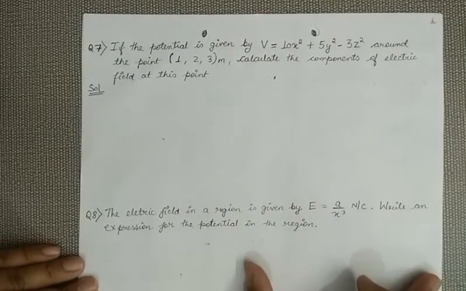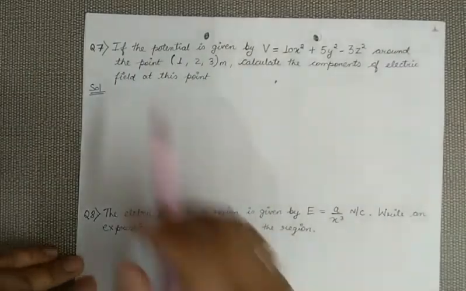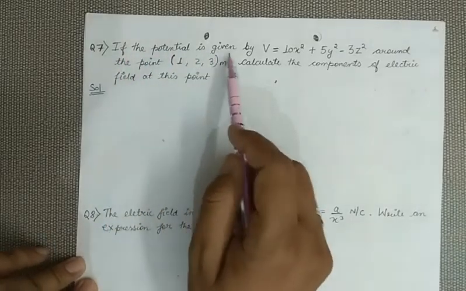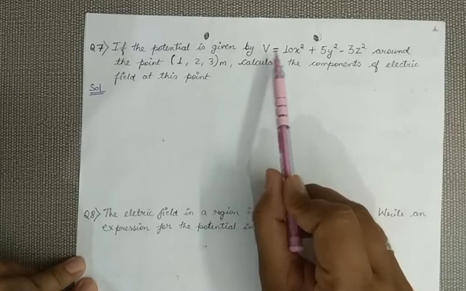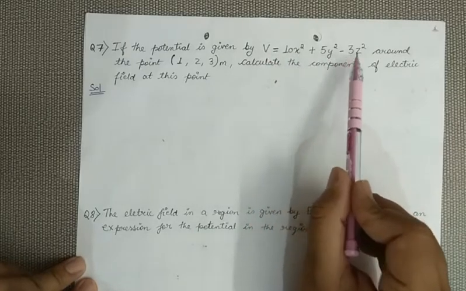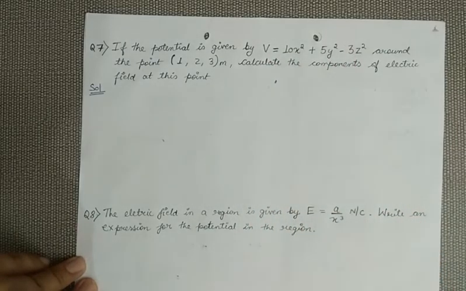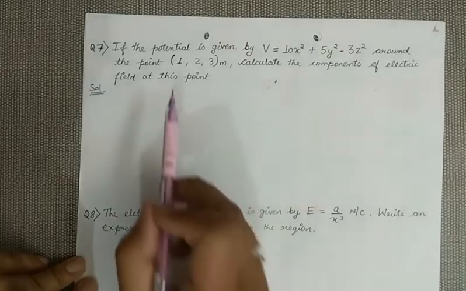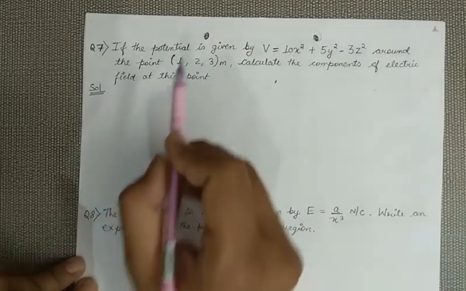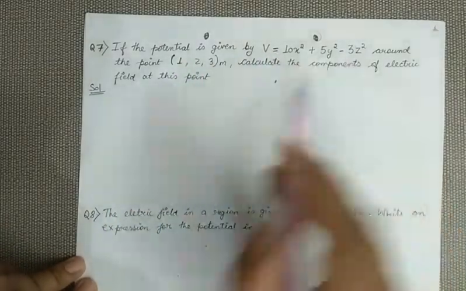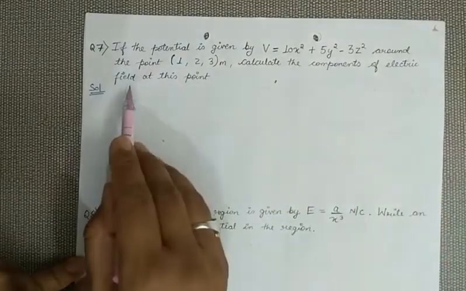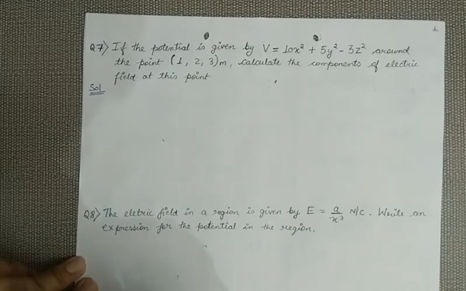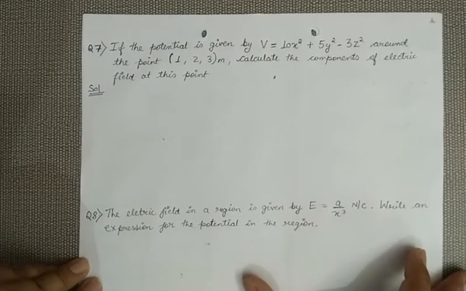So let's move to the next question. If the potential is given by the equation, the expression for the potential is given as 10x square plus 5y square minus 3z square, and the point is given as 1, 2, 3. Now at this point the potential is given by this equation. What we have to find is the electric field at this point. Potential is given, point is given and electric field we have to find.